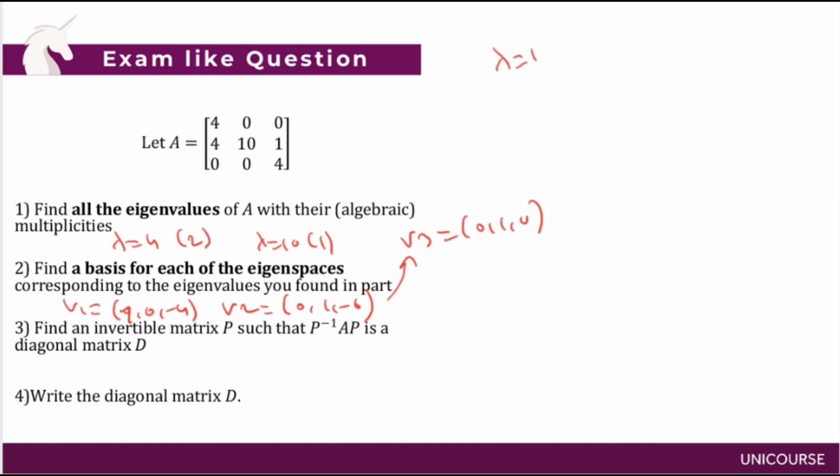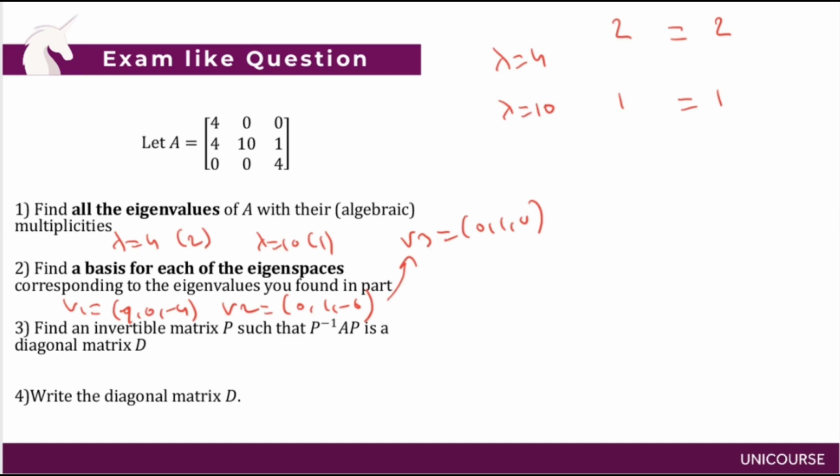Lambda equals 4. Let's check this eigenvalue first. From part 1, its algebraic multiplicity is 2, because it showed up twice as a root of the characteristic polynomial. That's the algebraic multiplicity for lambda equals 4. And the eigenspace for lambda equals 4 came out two-dimensional, spanned by v1 and v2. So the geometric multiplicity is 2 as well, 2 equals 2. Now look at lambda equals 10. Its algebraic multiplicity is 1, and its eigenspace is spanned by a single vector, so 1 equals 1.